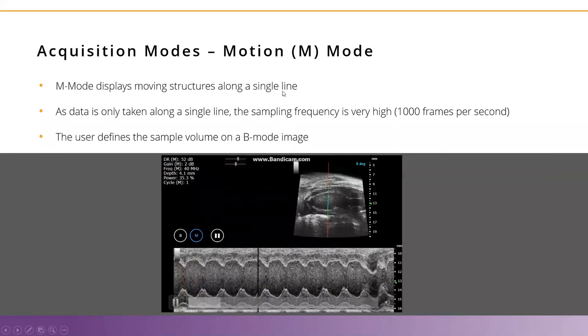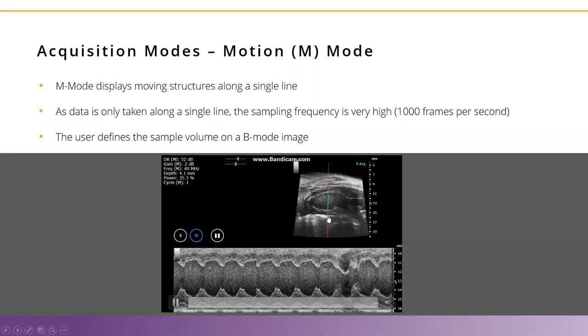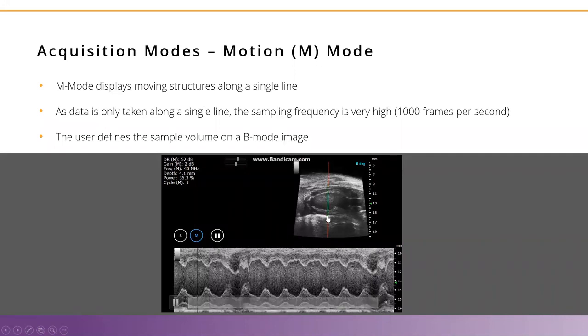When we move to M mode, or motion mode, we're simply taking our B mode image and looking along a single line to see how that structure is moving over time. And so we have our scout window up top where we can see that parasternal long axis of the left ventricle that we saw previously as it beats. And we're going to look just along this one line that you see here in green, and we're going to see how it moves over time.